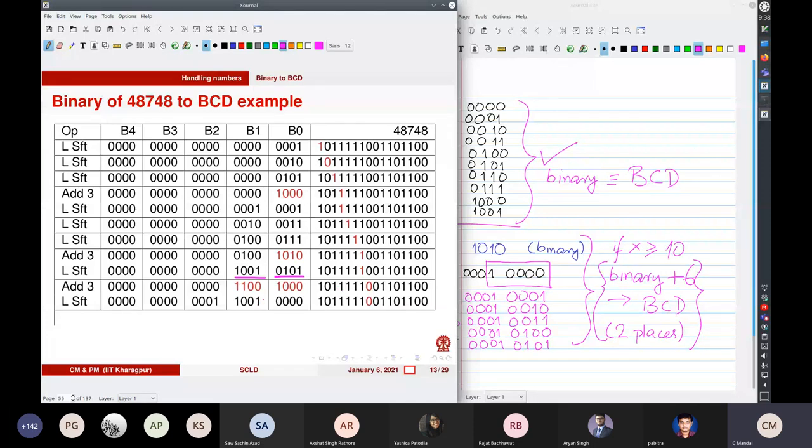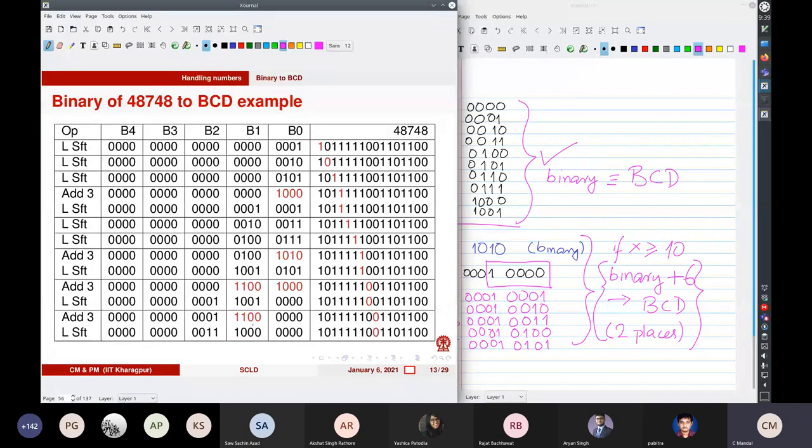So can you do a few steps on your own now? What will be the next step? In the next step you find that this is greater than or equal to 5, right? So you'll have to introduce a correction here also. So that is what has been done. You add 3 to this. This is the result of adding 3 to this. And then you again shift.